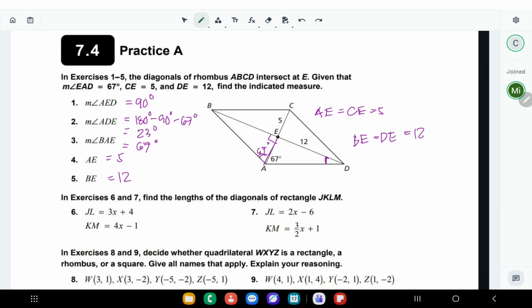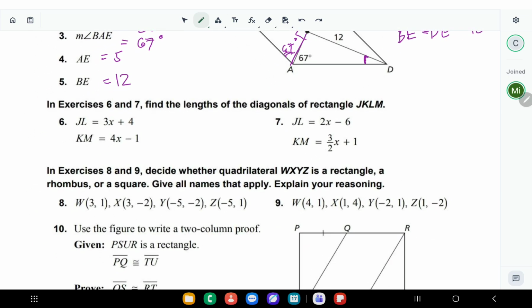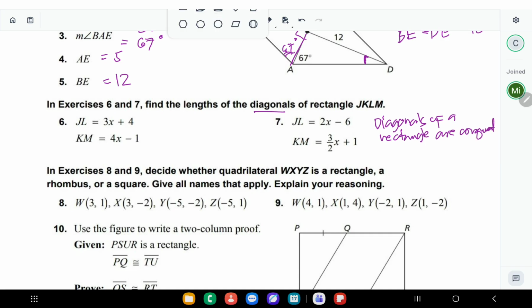Okay, for numbers 6 and 7. In exercises 6 and 7, find the lengths of the diagonals of rectangle JKLM. What are the properties of the diagonals of a rectangle? Diagonals of a rectangle are congruent. We don't have a drawing on this, right?